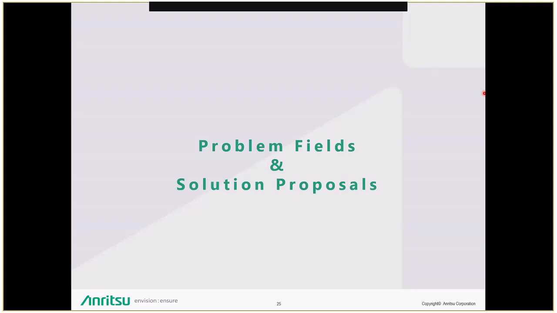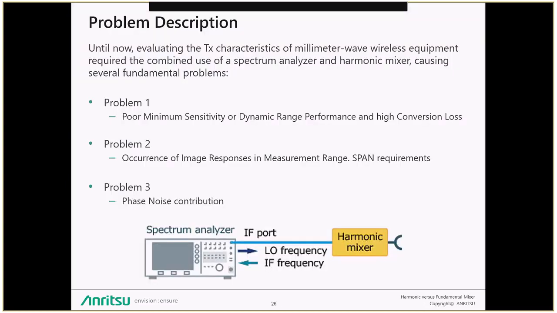Now, in this final section, we are talking about some problems we can find in the field and the solution proposals Anritsu is making with its high-performance fundamental mixer. Until now, when evaluating the transmission characteristics of millimeter wave wireless equipment, it requires the combined use of a spectrum analyzer and harmonic mixer. And this causes several fundamental problems.